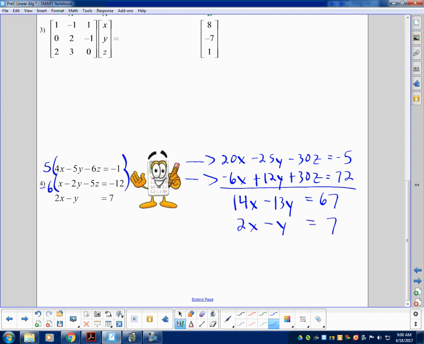Now it's like an Algebra 1 problem. And we won't do the rest of it, but I just wanted you to see how much work is involved with solving a system of linear equations using elimination. Okay? Because this will help you to appreciate matrix algebra.